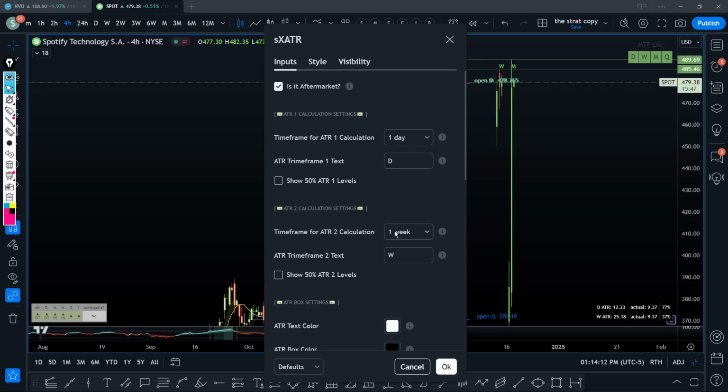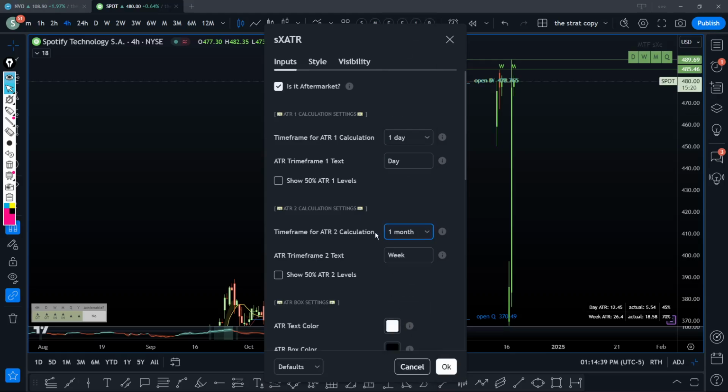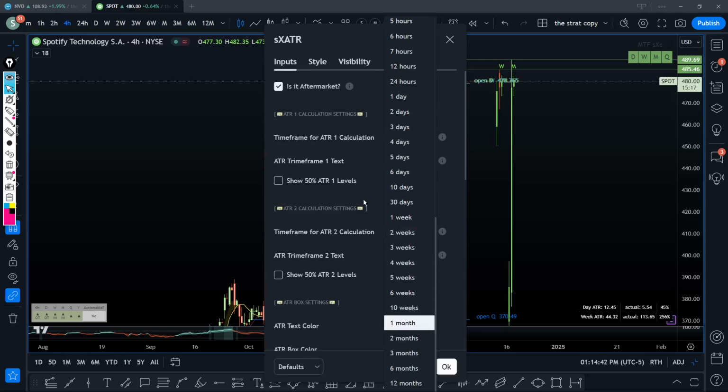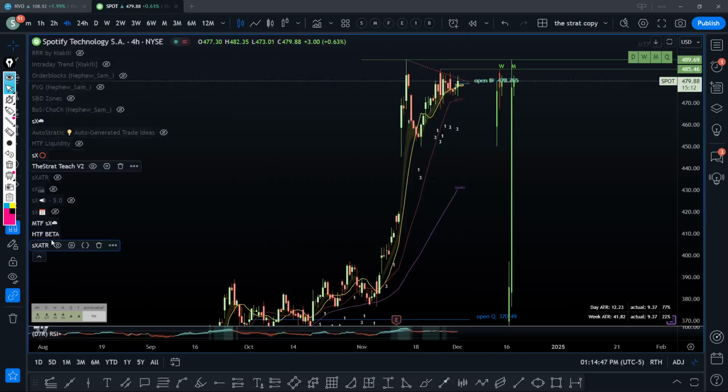So right now I have it set on the day and the week, and then you can label it so that it shows you whatever it is. I just have it simply as D, but you can type day, week, and then it'll adjust and show you visually, okay, this is for the week and this is for the day. And you can adjust those. For example, you can go on the 2 week, the 10 week, the 12 month, the 1 month, and it should give you a rough estimation of what the ATR is. And then it could also show you visually on the chart those rough estimations of those levels.